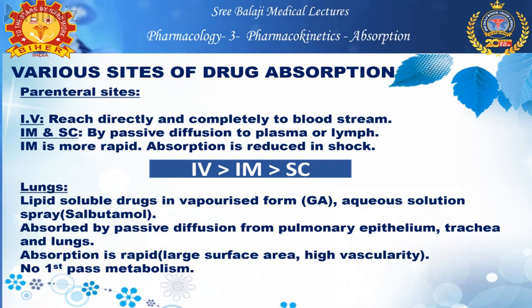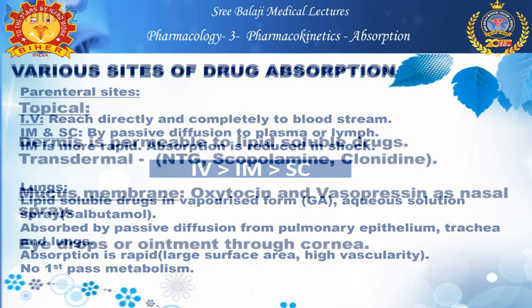Then the other route of drug absorption is your lungs. Lipid soluble drugs in vaporized form, that is general anesthetic agents, or aqueous solution spray like salbutamol, the drugs used for bronchial asthma, come as vaporized form. This gets absorbed by passive diffusion from pulmonary epithelium, trachea and lungs. The absorption through this route is also rapid because of the large surface area and also due to high vascularity. So there is no first pass metabolism through this route.